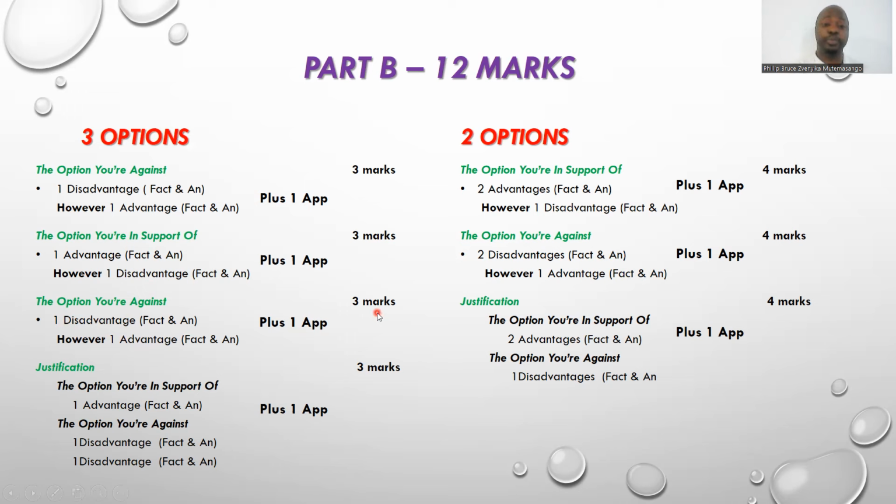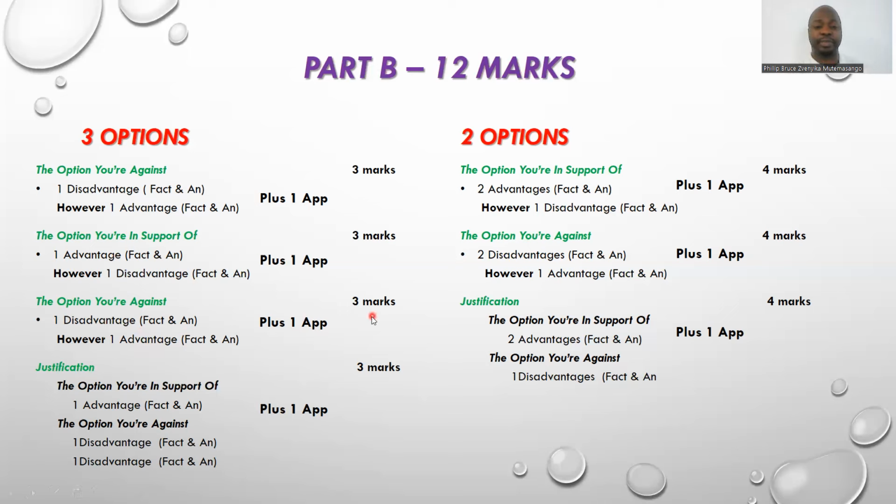And remember, for you to put across clear points, you are supposed to write them first with your fact, and then you go on to analyze them. Then you go on to provide an application. So fact and analysis, these two amount to 1 mark, plus your application in either your drawback or your benefit.